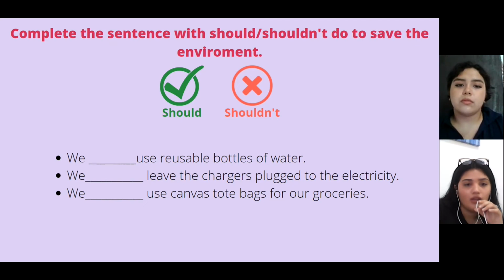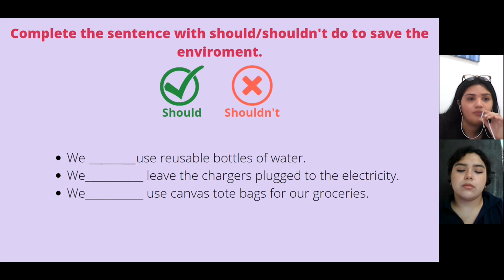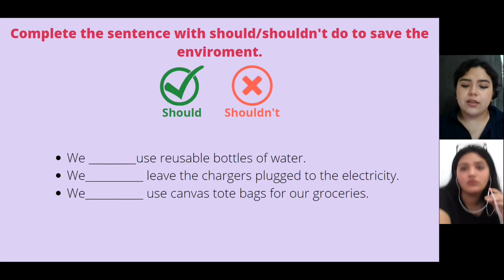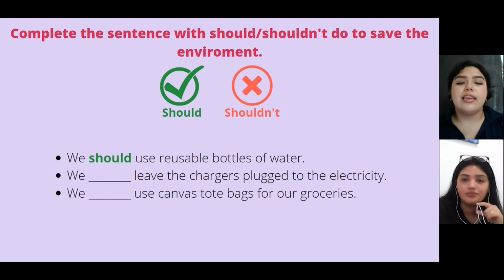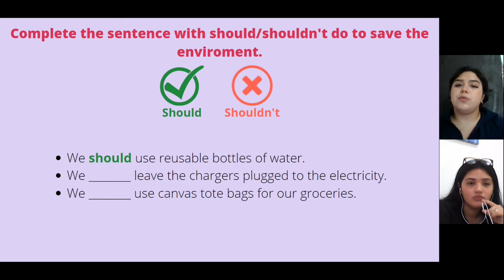I think the correct answer is should. So let's check if you are correct. And yes, the answer is should, because we previously saw in the video that we need to avoid using plastic bottles because they create a lot of trash.